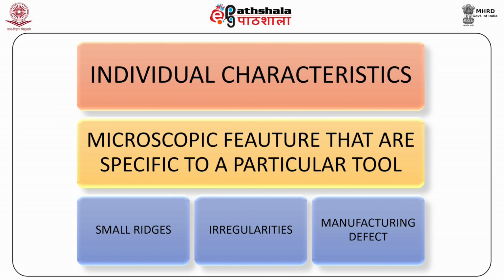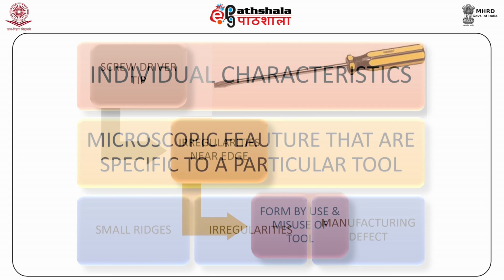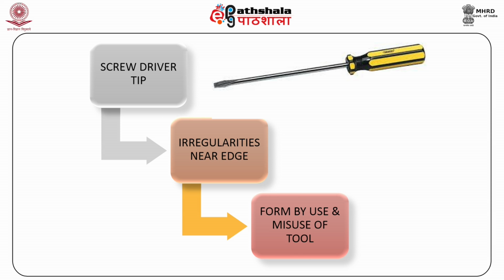Individual characteristics are microscopic characteristics which refer to small, peculiar features exhibited by the tool that are individual to one particular tool. These characteristics include small microscopic ridges and irregularities present on the tool itself. For example, the tip of a screwdriver is never exactly flat but has irregularities near its edge. These characteristics are created by the use, misuse of the tool and its cleaning and maintenance.